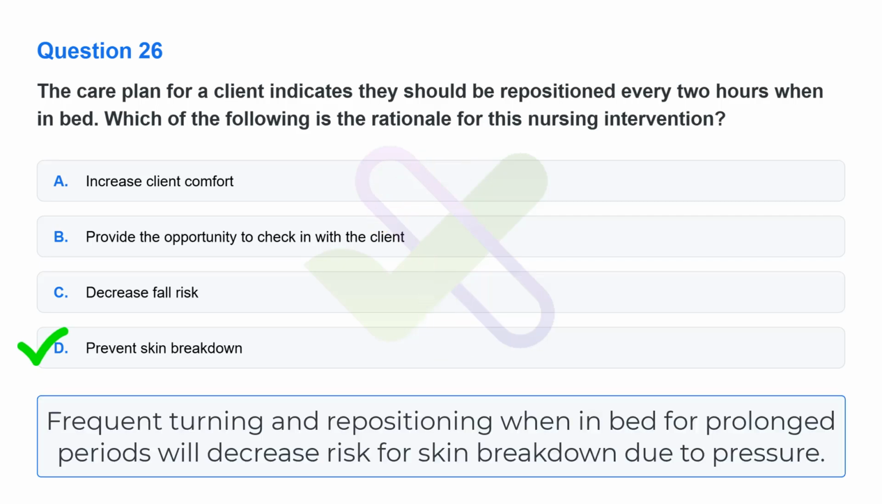Correct answer, D. Prevent skin breakdown. Frequent turning and repositioning when in bed for prolonged periods will decrease risk for skin breakdown due to pressure.